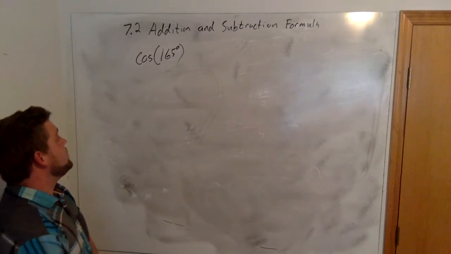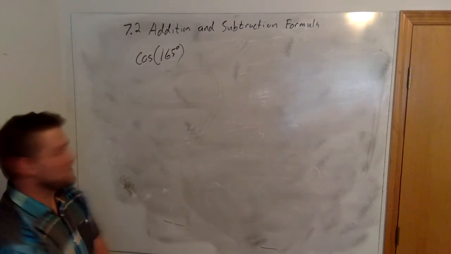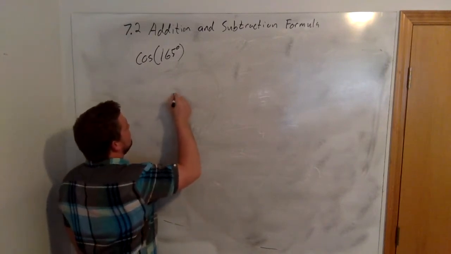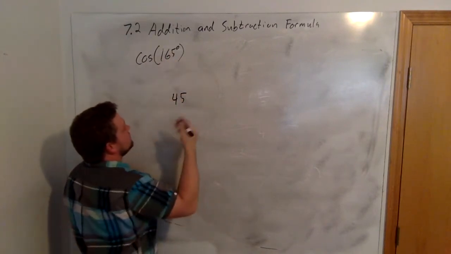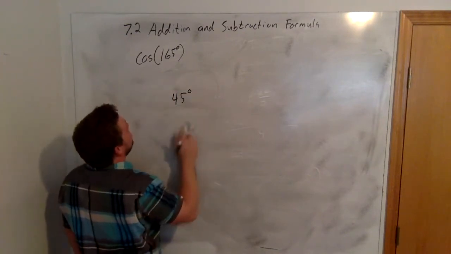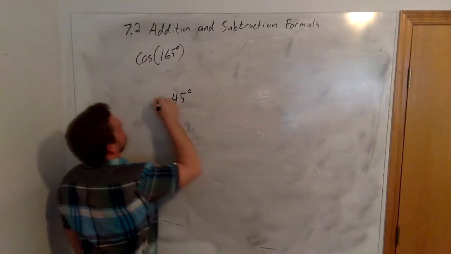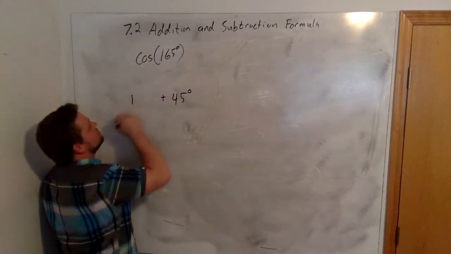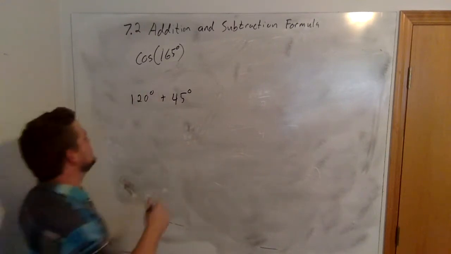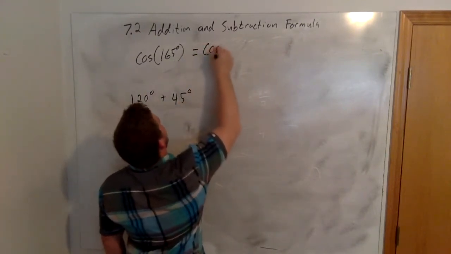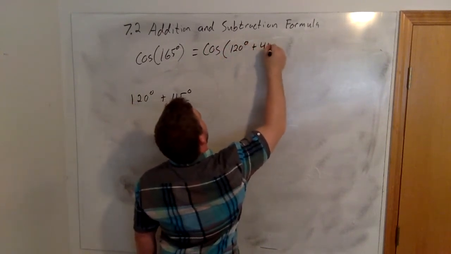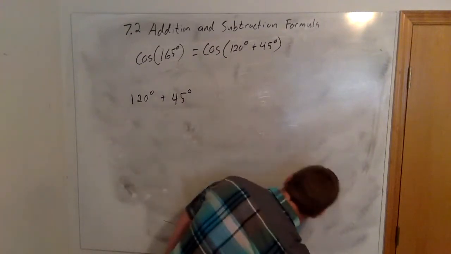Well, let's think about how we can make 165. Well, 45's got to be in there. If it's going to be on the unit circle, I need a 45 degree angle in there. And if I take away 45 degrees from that, what will that be? 120 degrees. So I think that these are both on the unit circle. So this could be the same thing as cosine of 120 degrees plus 45 degrees. So this will work.